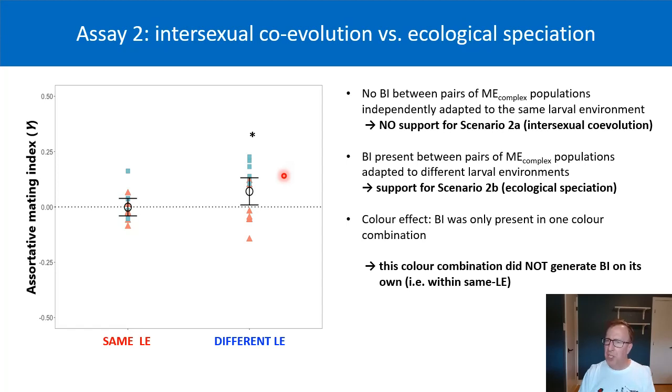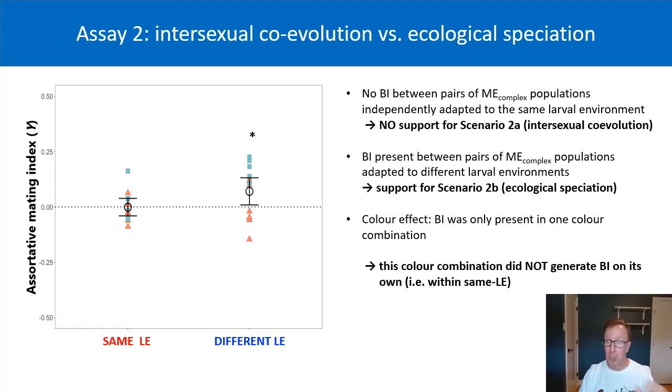Now, there was this unusual color effect in this assay. I'm not going to go into details, only to say that to tell who's mating with whom in these multiple choice mating trials, it takes two different colors of food coloring. And we did this in a balanced way. Although what combination we colored individuals didn't generate any behavioral isolation on its own, it seemed to make one particular combination the behavioral isolation that was otherwise present go away when you're looking at populations adapted to different larval environments. Now, importantly, there were no coloring effects in experiment 1.